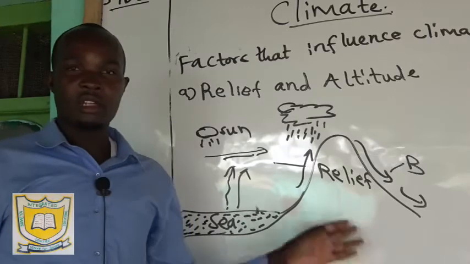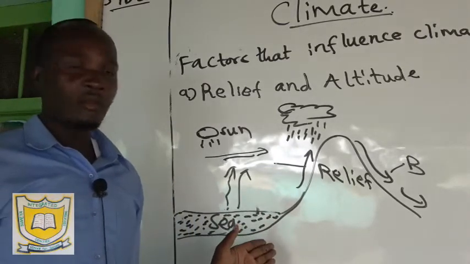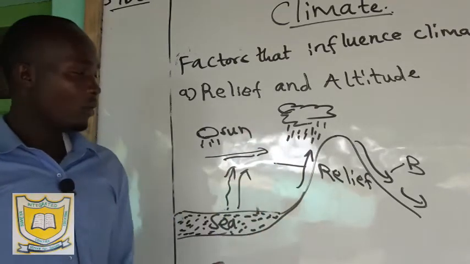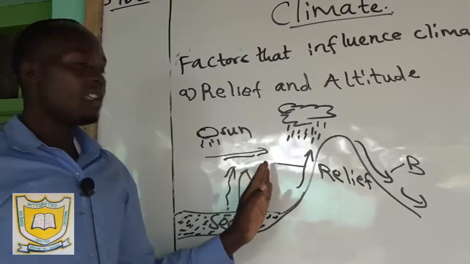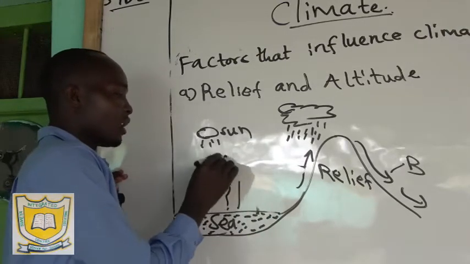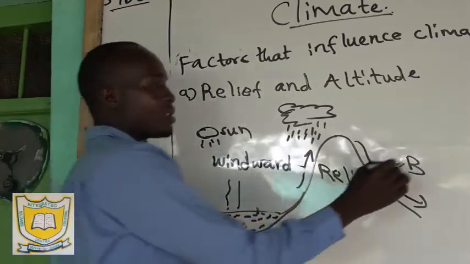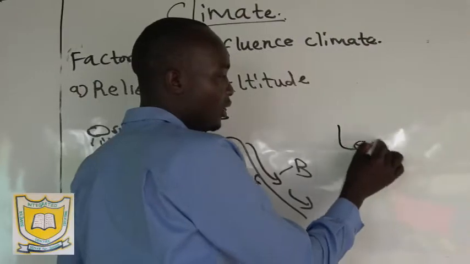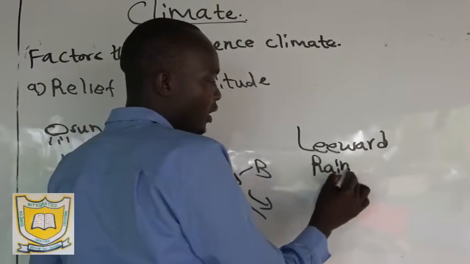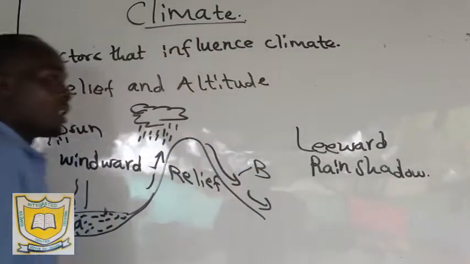then the other side will have dry conditions. For example, talk about Mount Kenya, one side of the mountain receives a lot of rainfall, then the other side receives no rainfall or very little rainfall. A very good example. Now, this side that receives a lot of rainfall is called the windward side. Then the other side is called the leeward side, leeward or rain shadow. So these are the two sides of the mountain.